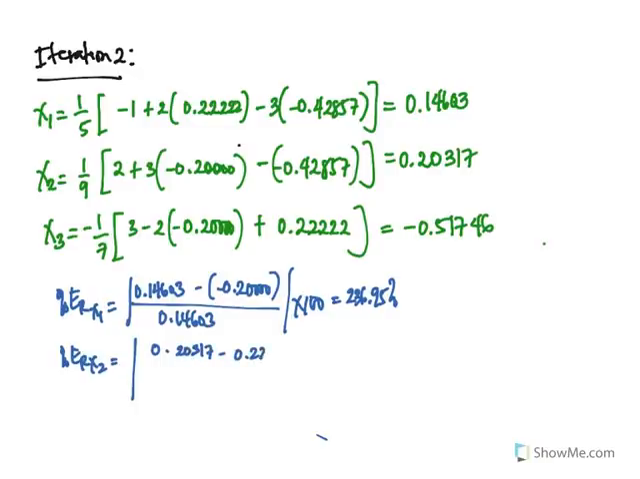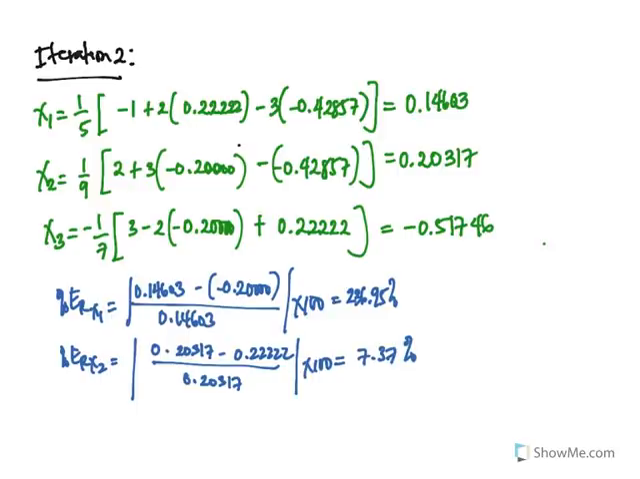0.20317 minus 0.222 over 0.20317. Times 100, we have 7.37%. So ayan, medyo mas maliit ngayon, no? Mas hamak na liit nung ating error sa x2. Okay, so mas malapit sila sa bawat isa, yung previous and present estimate natin.